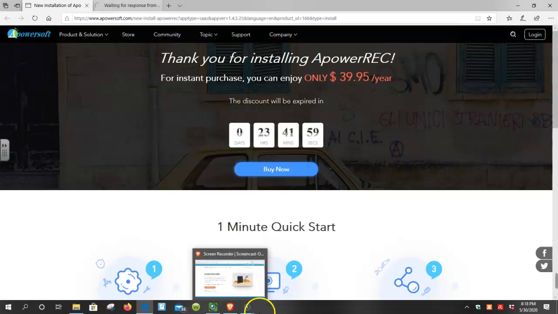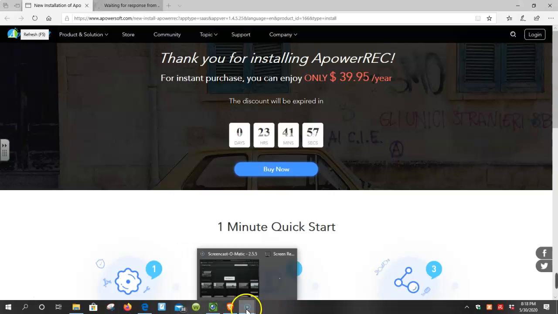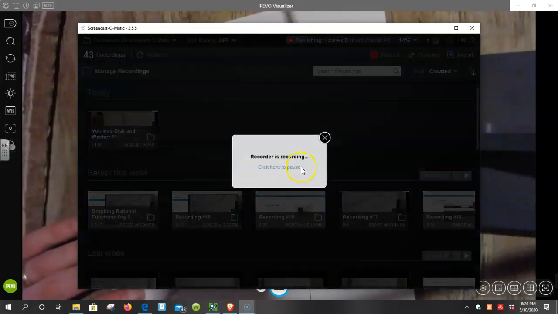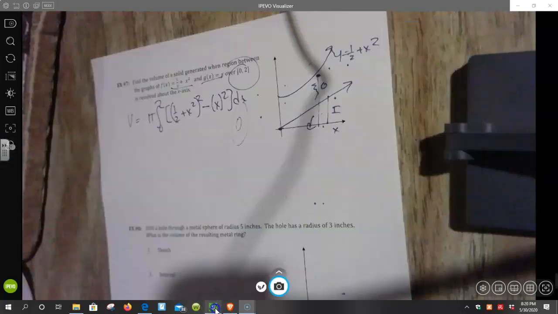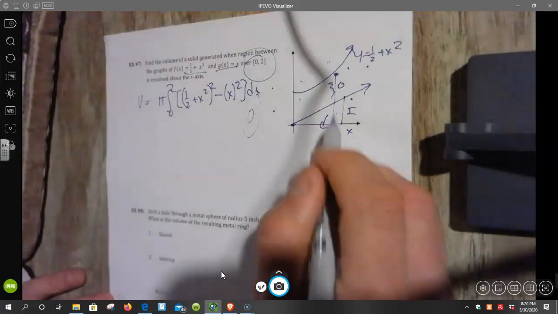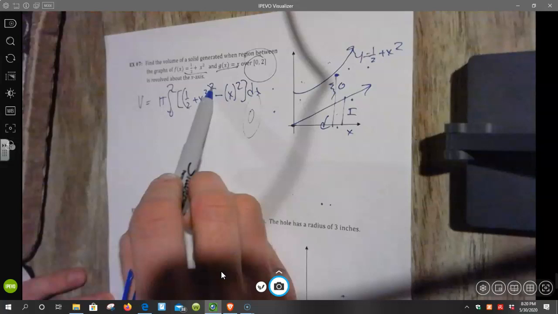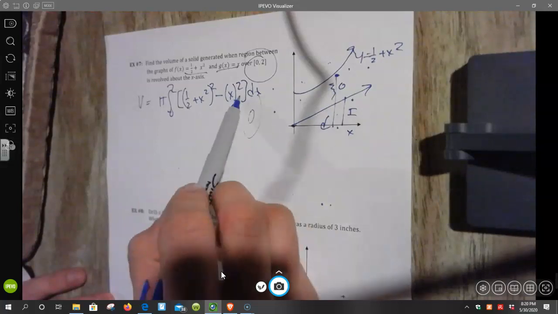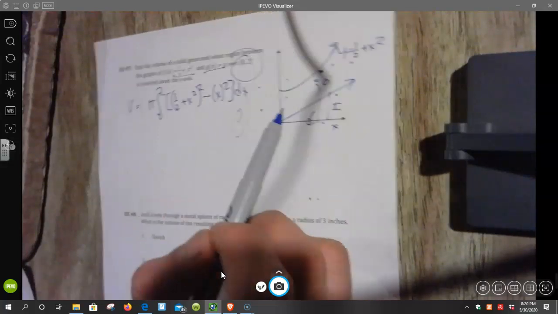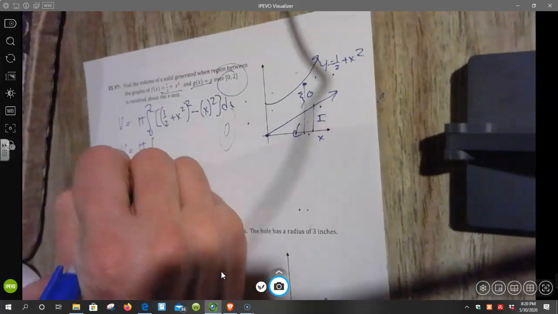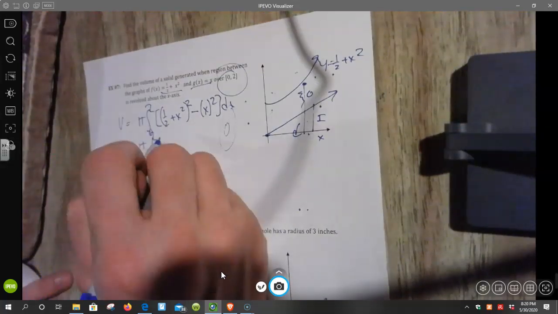Okay, so this inner radius. All right, so we have the outer radius minus the inner radius. Okay, outer minus the inner. So the outer radius is this function, this radius squared minus this function squared in terms of x, because we're going around the x-axis. And so we have to simplify that first. We're going to have pi from 0 to 2 integrate. So we have to multiply that out.